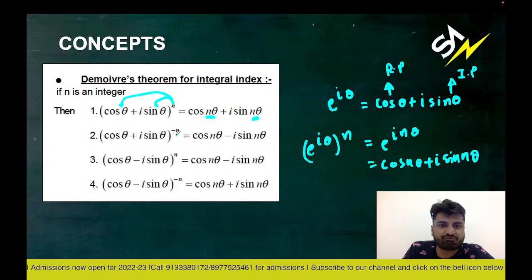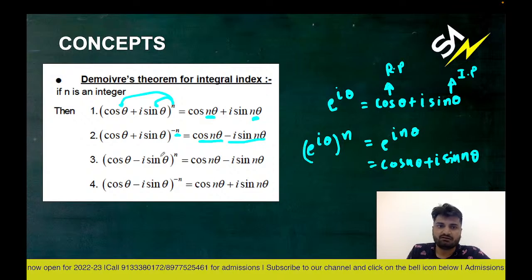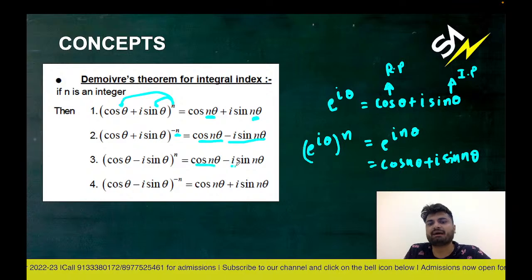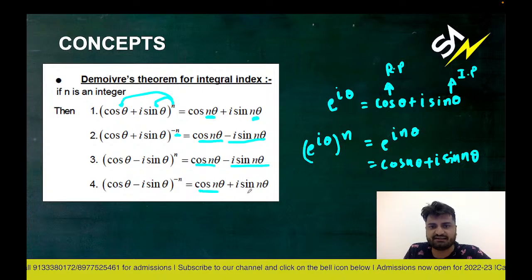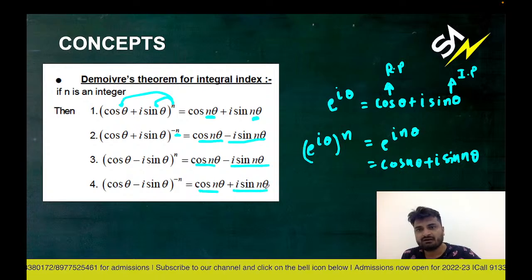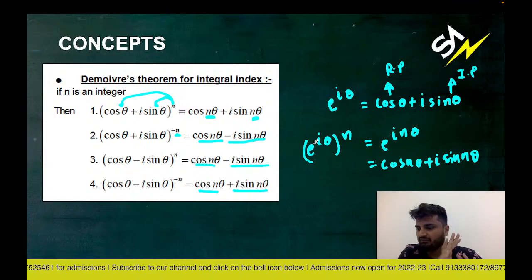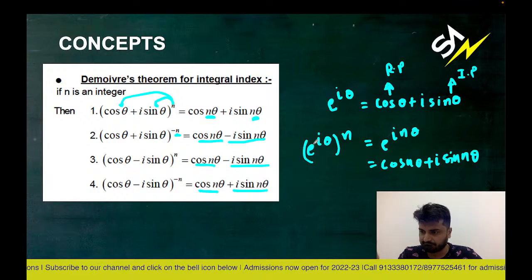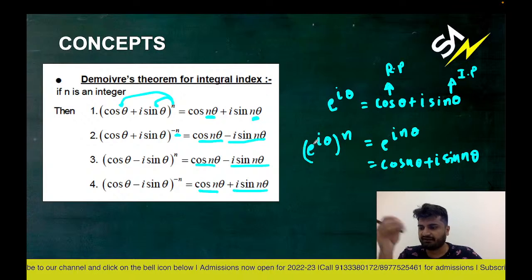Instead of n, if you have minus n, you will have cos n theta minus i sin n theta. And if you have cos theta minus i sin theta whole power n, you will have cos n theta minus i sin n theta. And if you have cos theta minus i sin theta whole power minus n, you get cos n theta plus i sin n theta. Whatever n is there, you need to take it in. That is the only fundamental thing you need to know in de Moivre's theorem. So we learned the definition of e power i theta, and we understood how, for any power, you can just put it in and calculate.